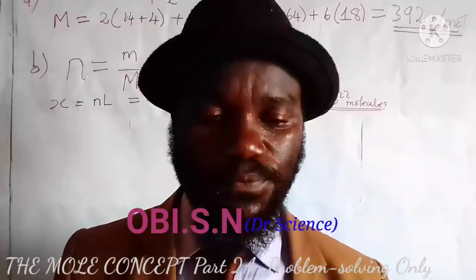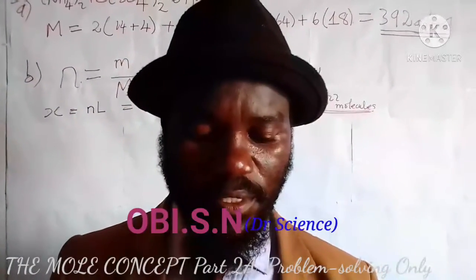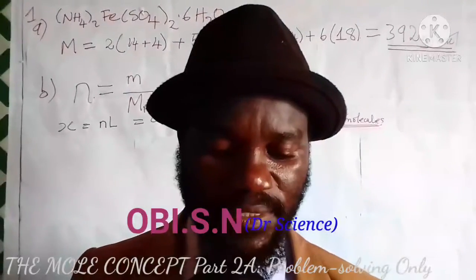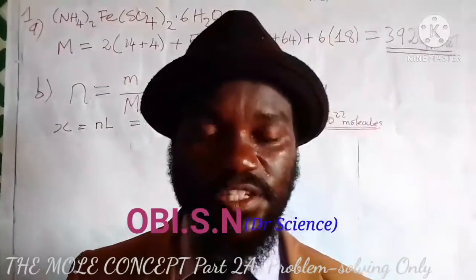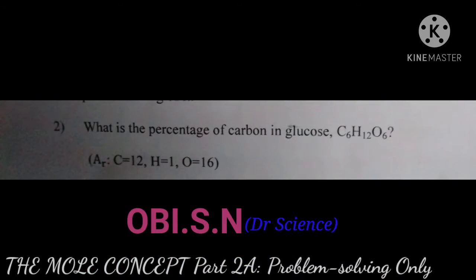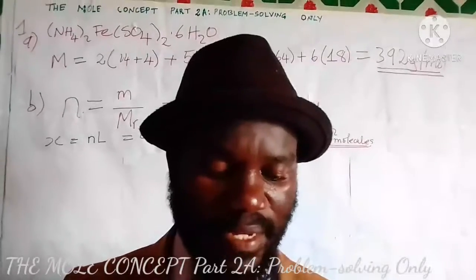Question 2. What is the percentage of carbon in glucose, whose formula is C6H12O6? Solution. Analysis.